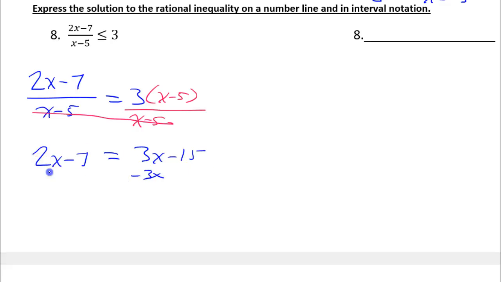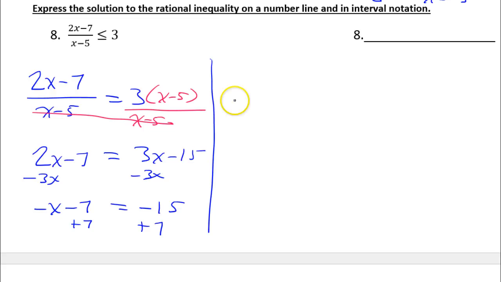So I'm going to subtract 3x from both sides. So that'll give me negative x minus 7 is equal to negative 15. And then I'm going to add 7 to both sides. All right, so that's going to give me negative x is equal to negative 8. Dividing by negative 1, x is equal to positive 8. So that's one of the values that is going to go on my number line.